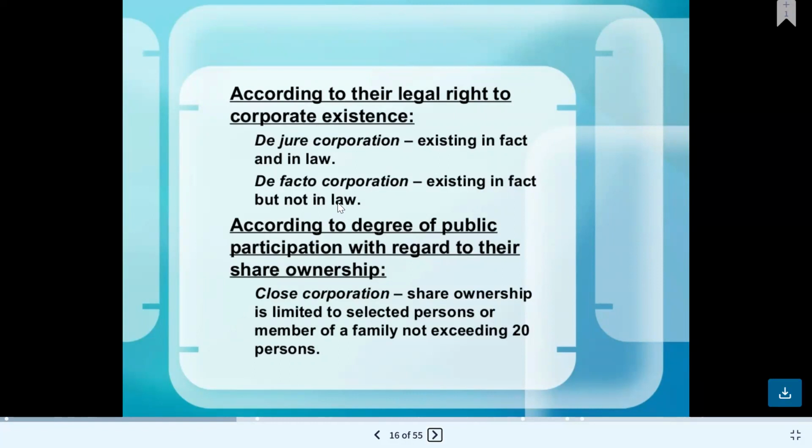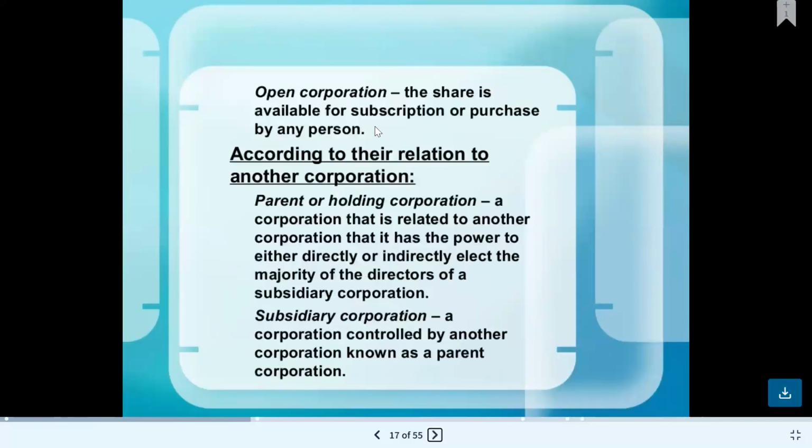Then according to degree of public participation, you will have closed corporation. The share ownership is limited to selected persons or members of a family not exceeding 20 persons. That's a closed corporation. Open corporation, the share is available for subscription or purchase by any person or the general public as a whole. So most of the time, those listed in the Securities and Exchange Commission, so that's a public or open, no, that's not public corporation, it's open corporation.